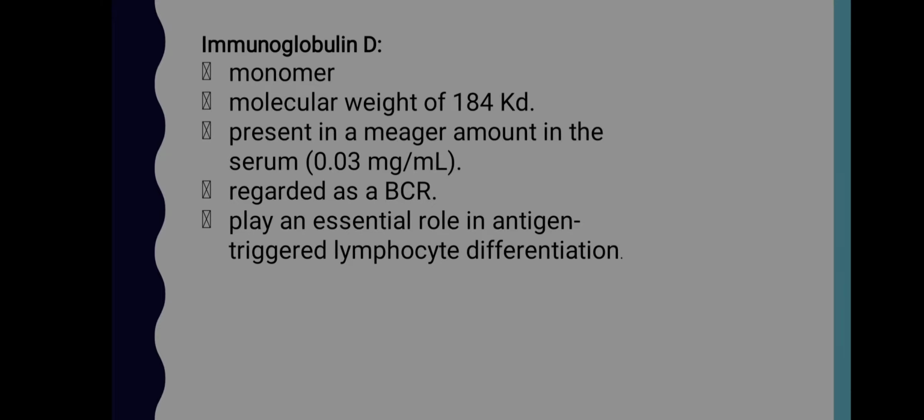Now, immunoglobulin D is monomeric. Molecular weight is 184 kilodalton. Present in major amount in serum, 0.03 mg per ml. It acts as a BCR. It plays a very essential role in antigen triggering lymphocyte differentiation.